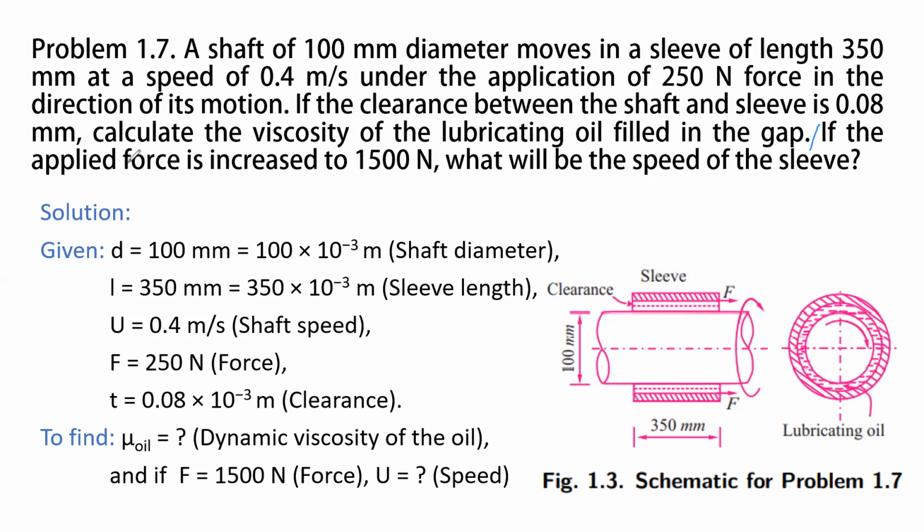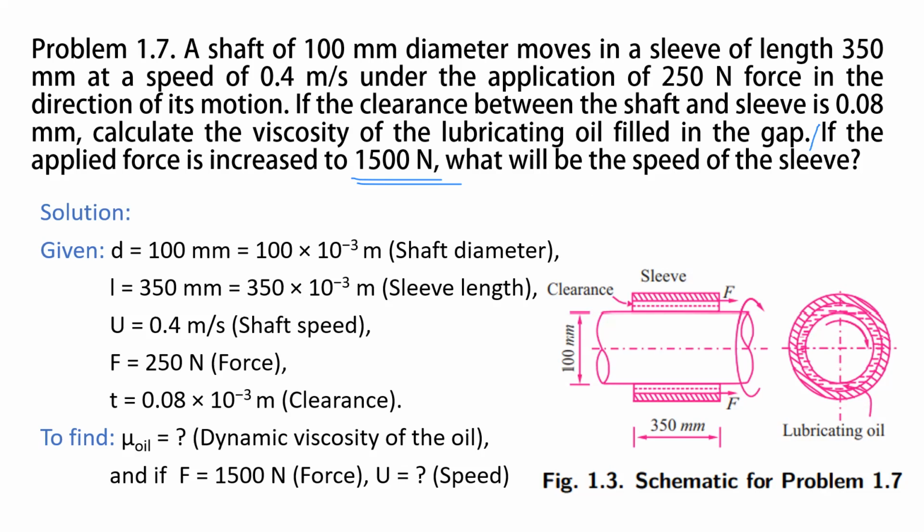Okay, if the applied force is increased to 1500 Newton, so earlier the force was how much? 250 Newton. Now the force is increased to 1500 Newton in the second case. Now when force is increased, what will be the speed of the sleeve? Earlier they have given the speed of the sleeve as 0.4 meter per second. This is for the first case. Now he's changing the force and asking us to calculate what will be the speed of the sleeve. So that you have to solve.